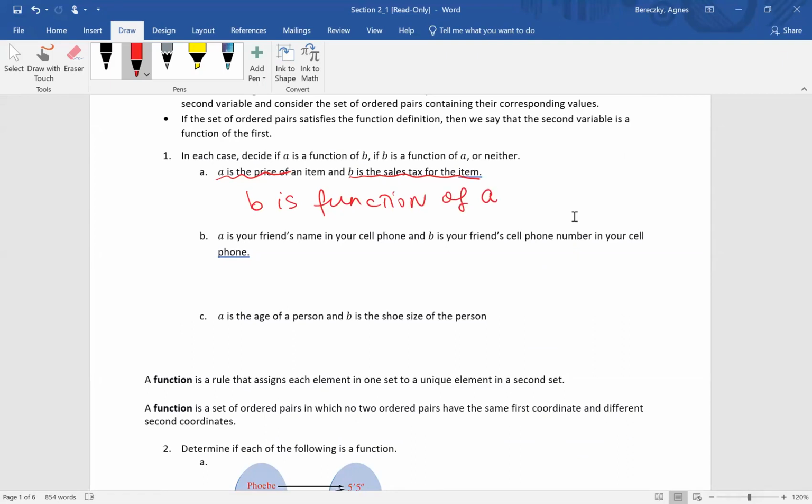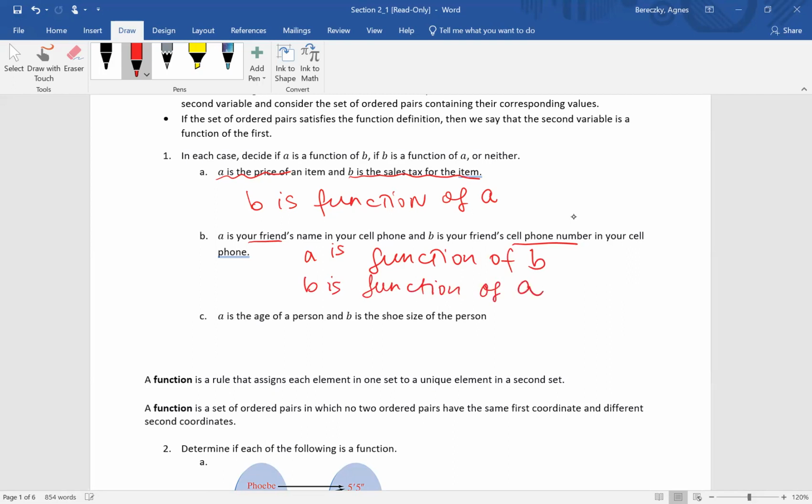Second example, A is your friend's name in your cell phone, and B is your friend's cell phone number in your cell phone. So we know that your friend's name will have one cell phone number, and the cell phone number will belong to one of your friends. So in this case, A is a function of B, and B is also a function of A.